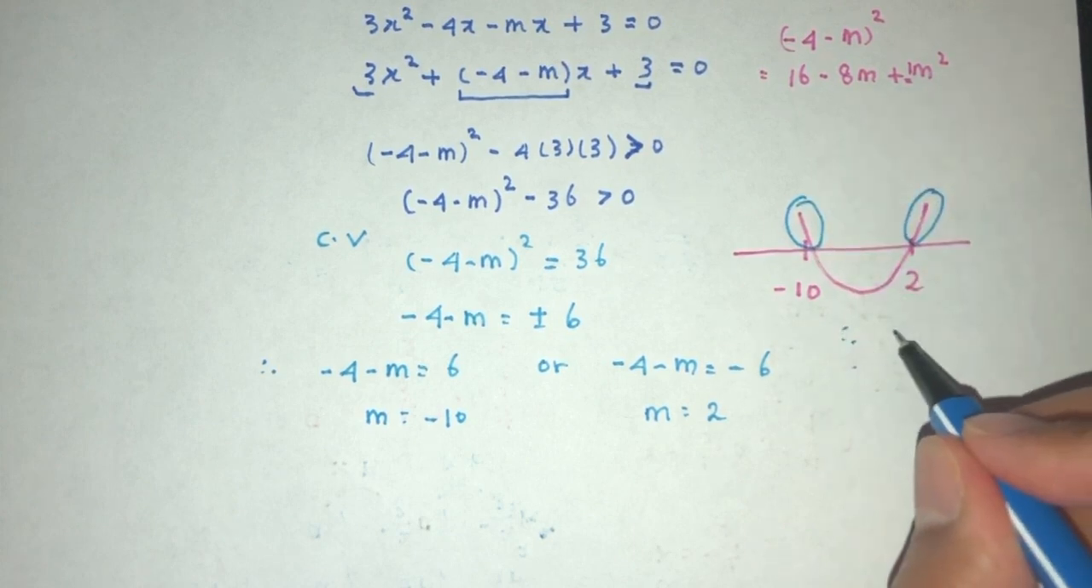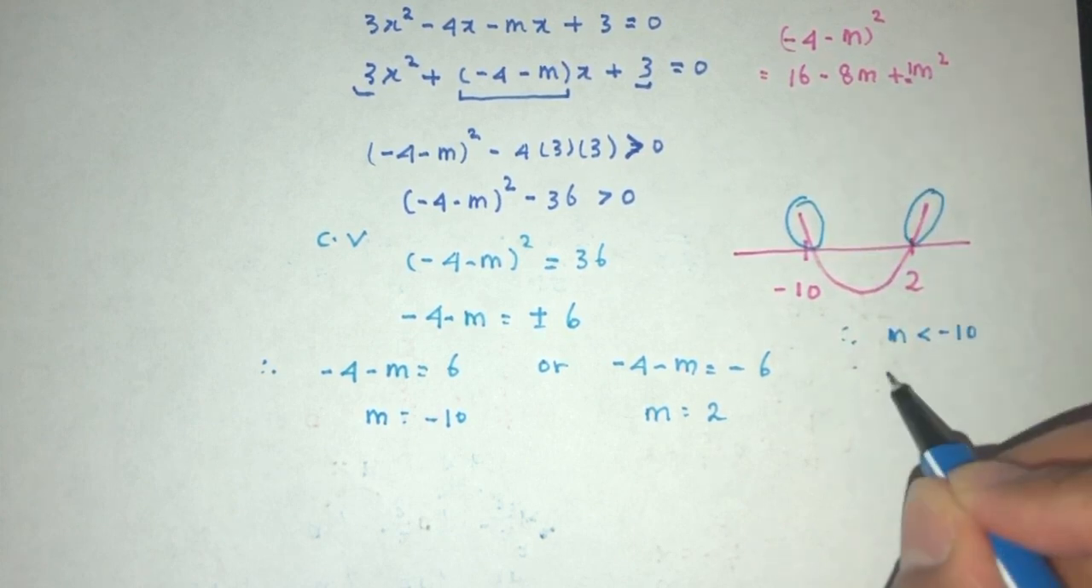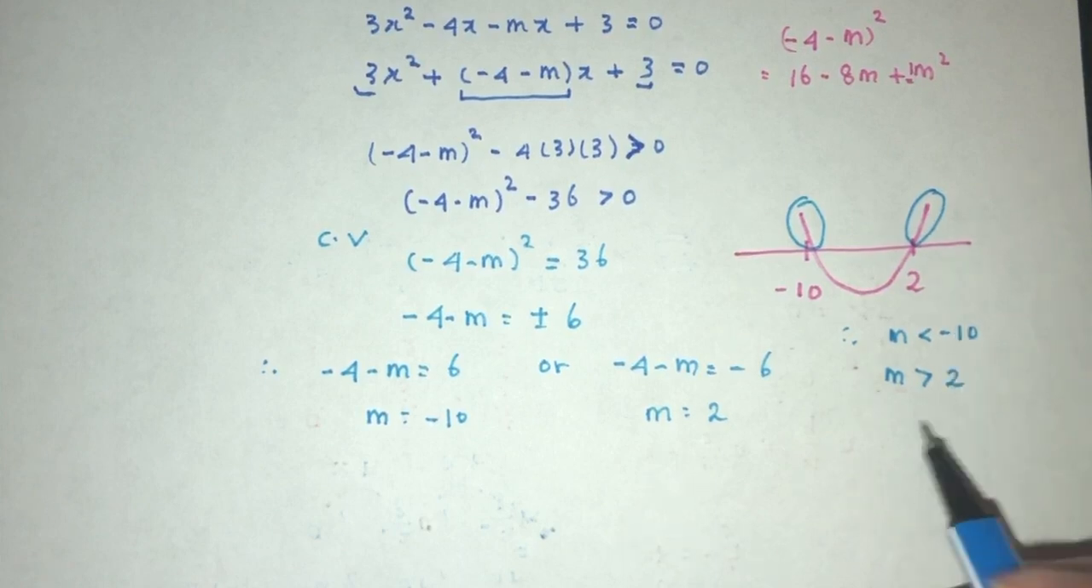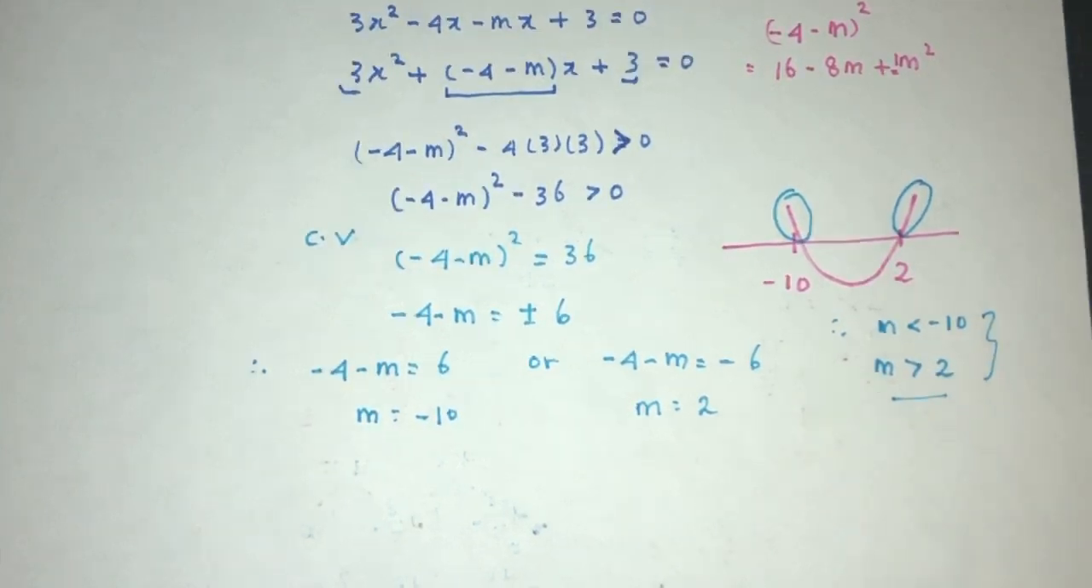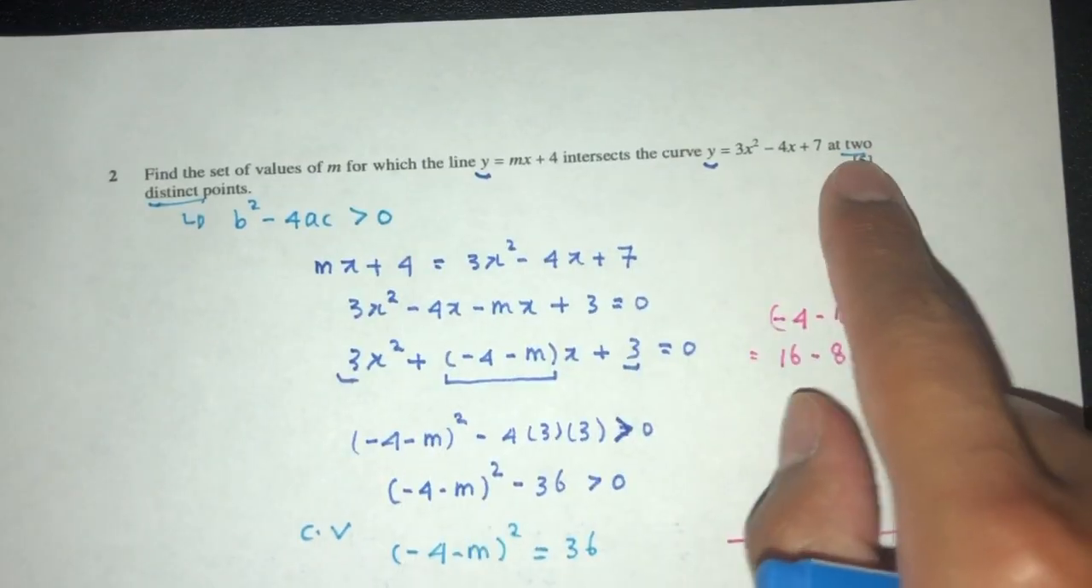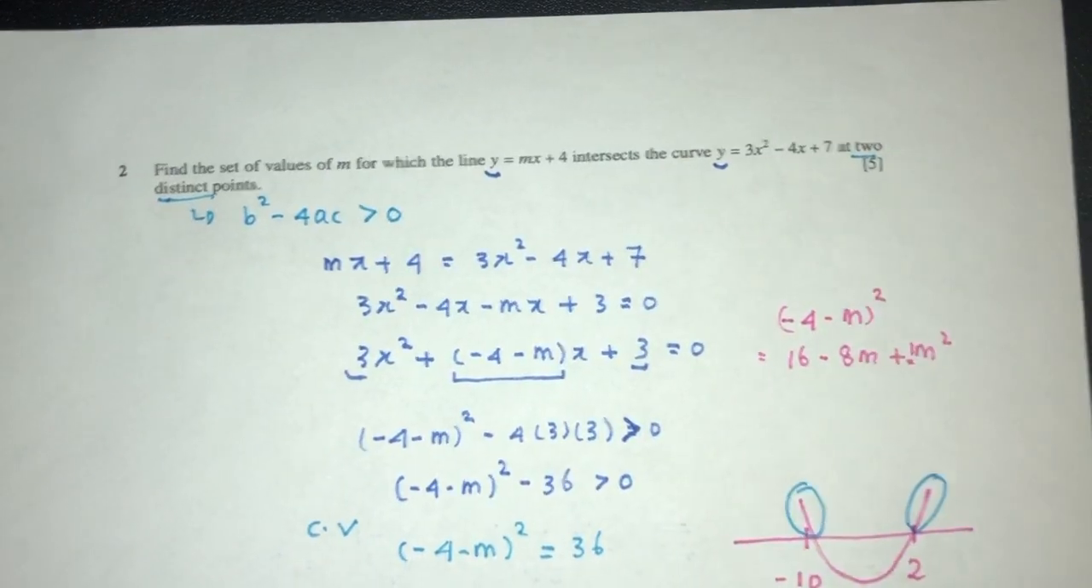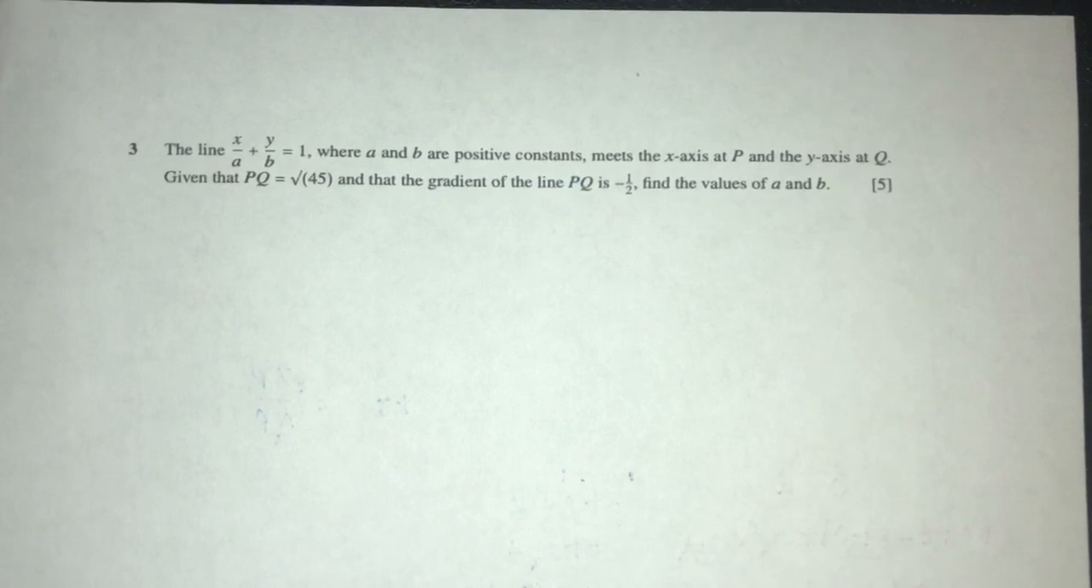From this, m has to be less than 10 and m has to be more than 2. So this will be the set of values of m for which the two equations have intersection at two distinct points. Now let's move on to the next question.